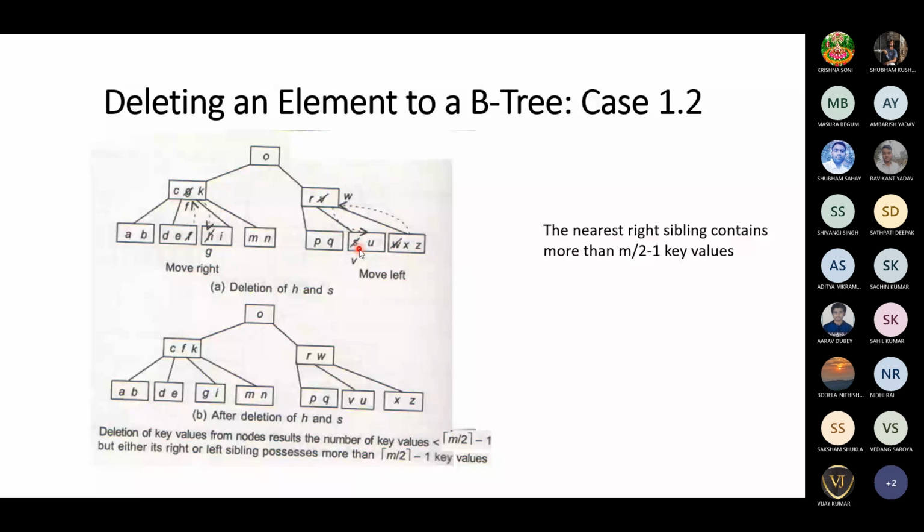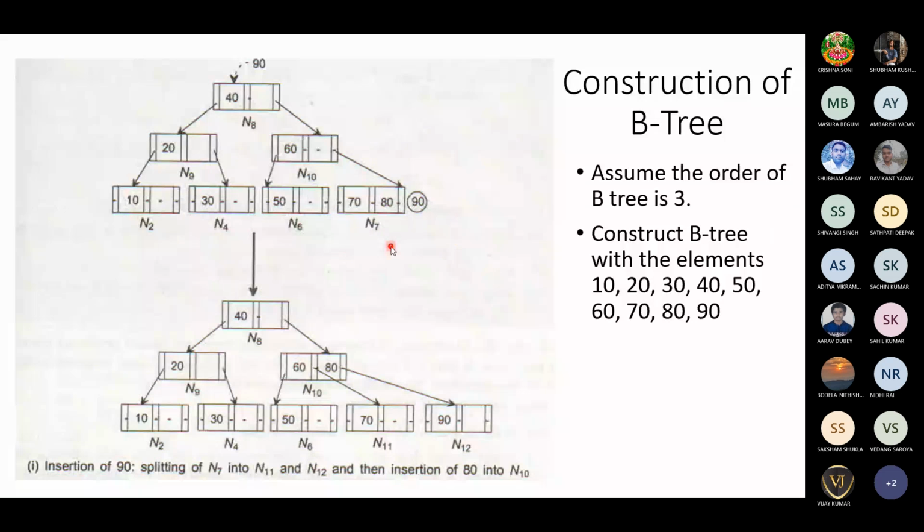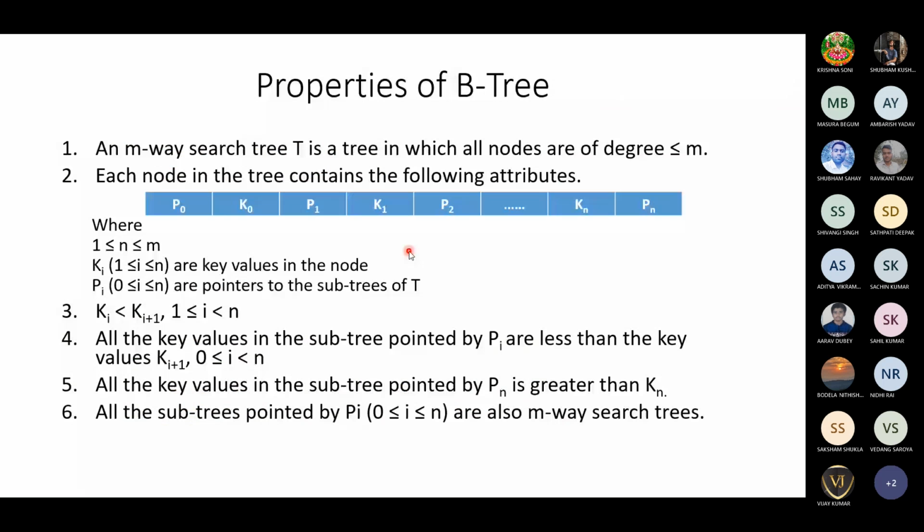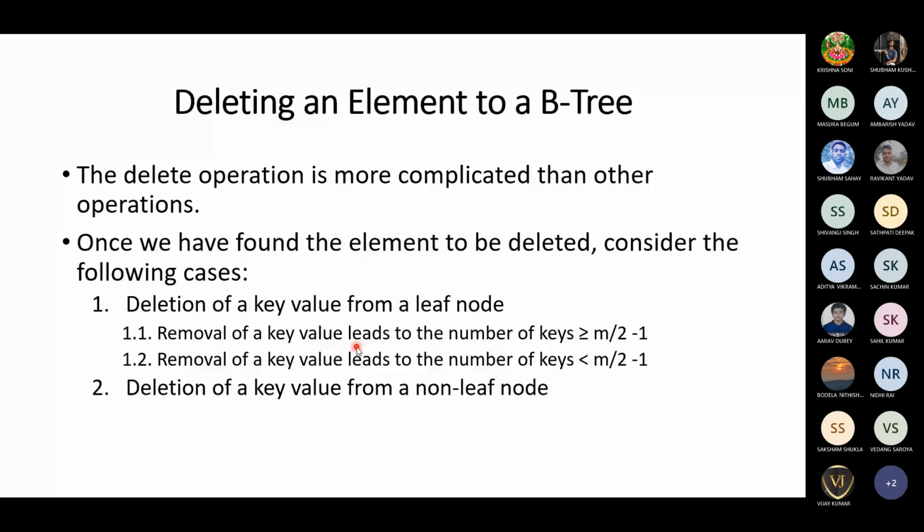Like how we do the left rotation, right rotation, we will try to do the same because of the B tree properties that we discussed in the first slide. These are the B tree properties. All the key values in the left subtree should be less than the key value k plus 1. All the key values in the subtree pointed by Pn should be greater than Kn. All the subtrees pointed by Pi are also M-way search trees. Because of these properties, we have to bring some balance in the leaf nodes. So that's why we are trying to do all these rotations.